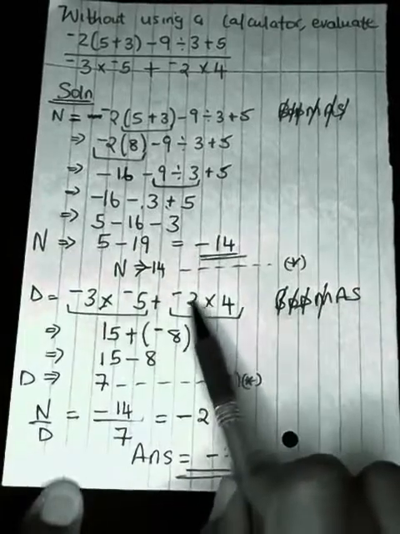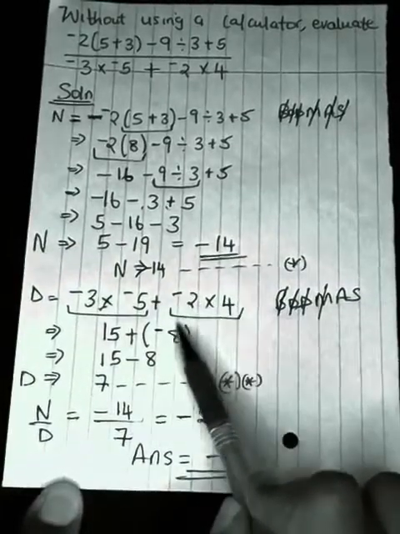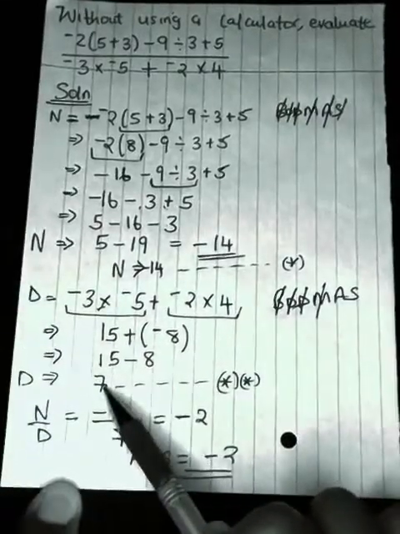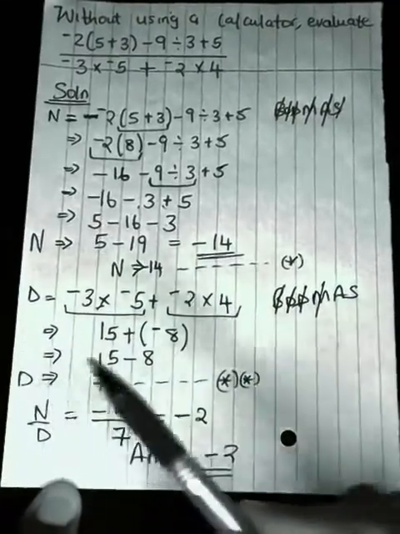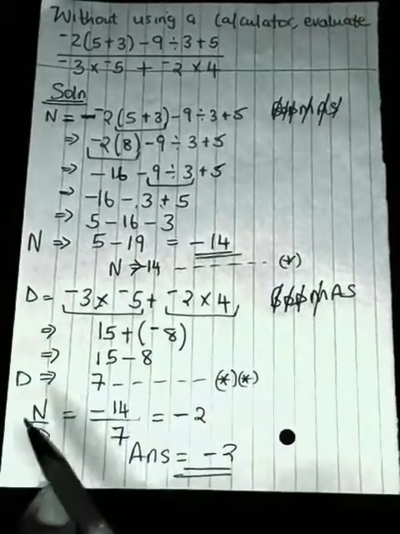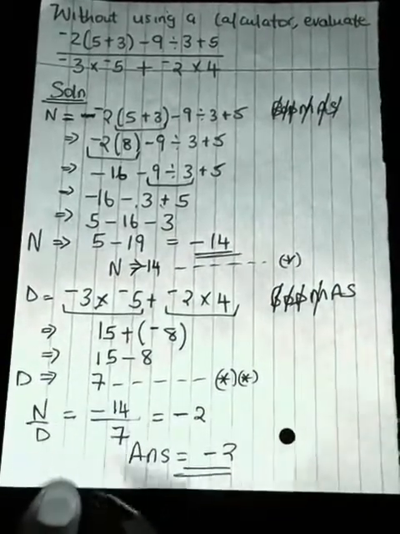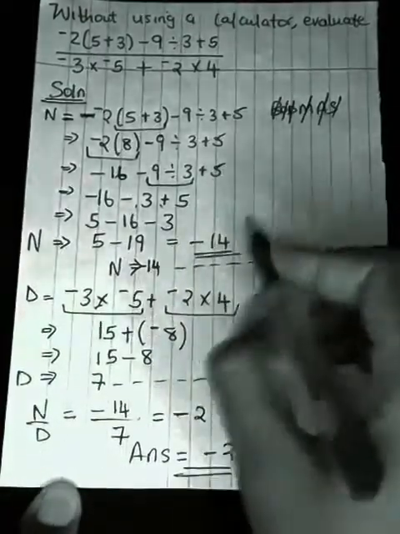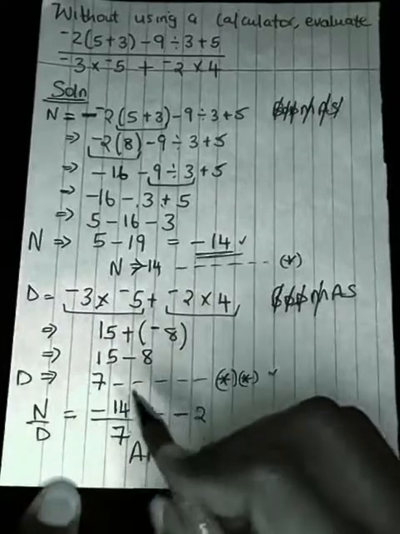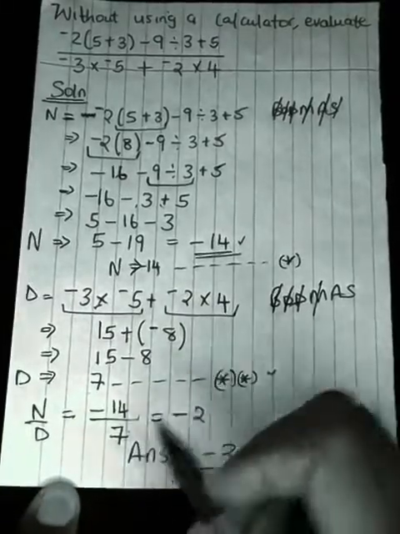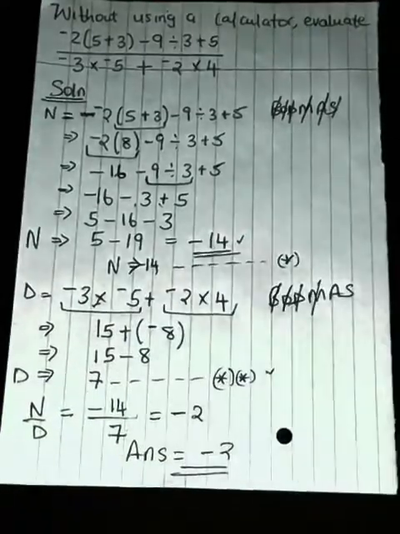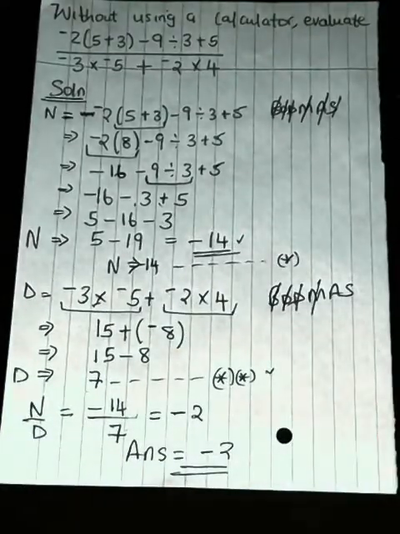Then you add minus 2 times 4. It will be minus 8. 15 minus 8 is simply 7. And that is the value of our denominator. You label it as 2 stars. Then numerator over denominator, you bring the two answers together. Together it will be minus 14 over 7, which is minus 2, and that is our final answer.